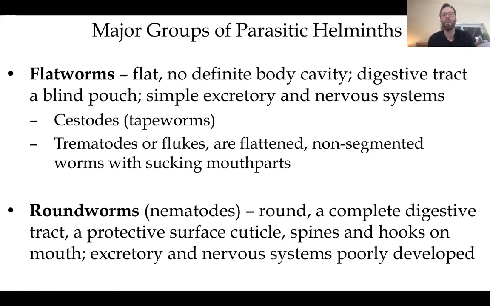But anyway, they're going to be more complex than the flatworms. They're going to have an intestine. They have this protective surface on the outside called the cuticle. It's just a thick collagenous shell, kind of. Some of them, if they're parasitic, will have spines or hooks. And their nervous system, like the flatworms, is going to be present, but very, very basic.